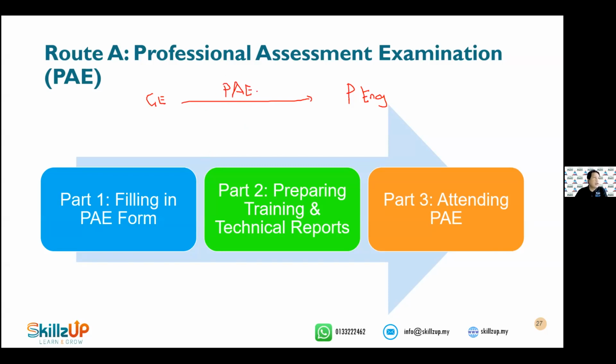So to sit PAE, we have a technical part. First things first, when you see that you are eligible to apply to become a professional engineer, you will apply to PAE, right? So you need to apply with the PAE form. First, when you submit the document, the committee will review your document.